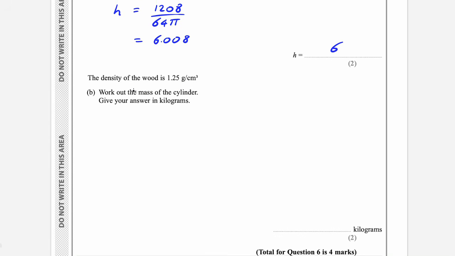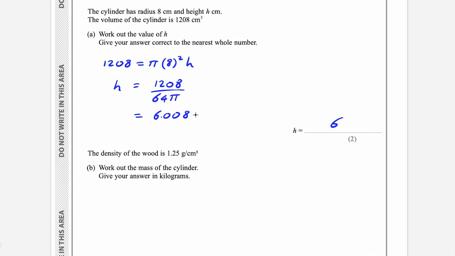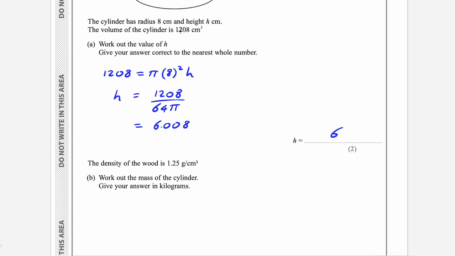Okay, the density of wood is this. Work out the mass of the cylinder. Okay, so guys, we have the volume. It's 1208. Now, density, if you ever forget the formula for density, guys, remember it's kind of hidden here. Look, it's g over centimeters cubed. So it's mass over volume, because the mass is the grams and the centimeters cubed is the volume. It's how much mass per volume. Also think about something like gold. Gold is very dense because it has a high mass for quite a small volume, as in it's super heavy.